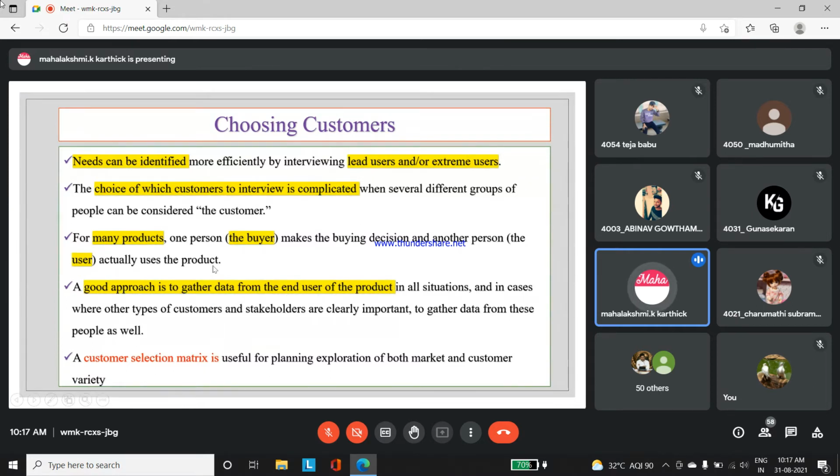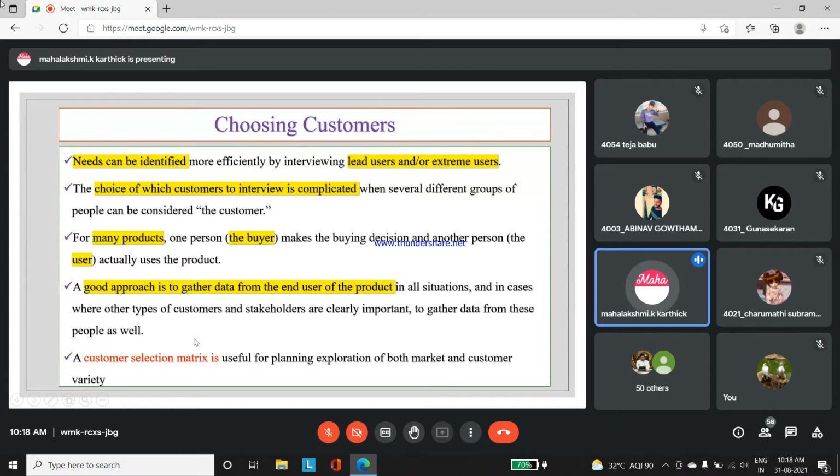So we, being the business people or those involved in developing the product, have to focus on the user's point of view. Whether it will be comfortable for them, whether they will like our product and promote it to two or three customers. Like that, our focus should be on those user customers. So a good approach is to gather data from the end user of the product in all situations.